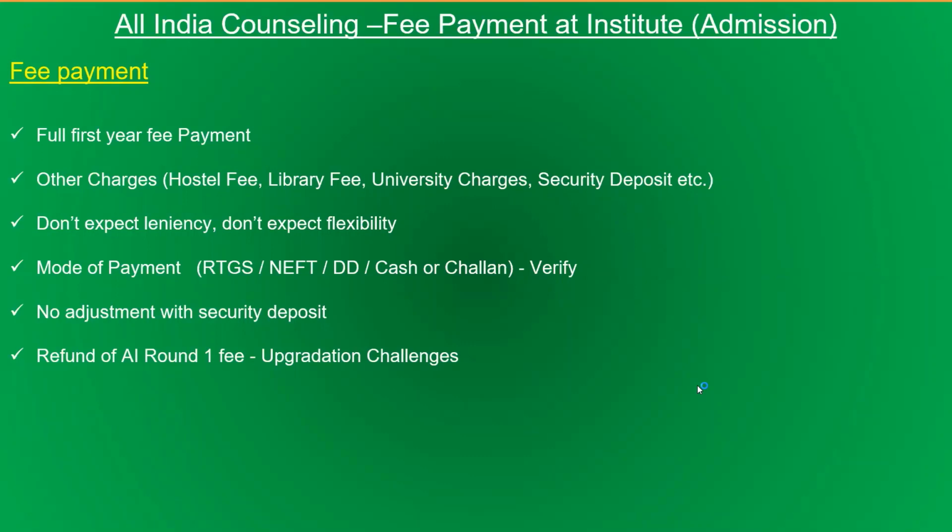Do not expect any leniency or flexibility from the institutes, especially deemed institutes. Almost all deemed institutes insist on full first year fee payment. In case you're planning to take a loan, etc., I'm not sure whether you will be able to do that within timelines. Better to plan for some amount at the time of joining, and then have loans, etc., as a backup, so that you can repay wherever you got it from.